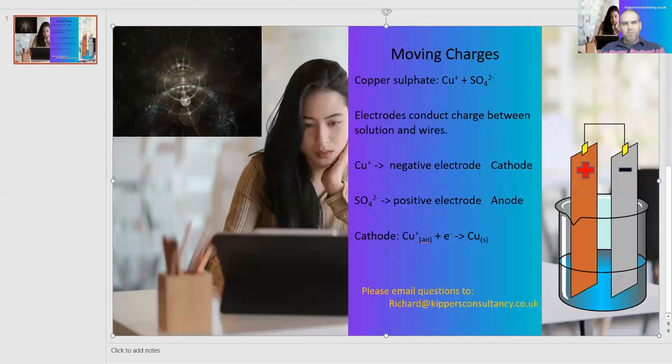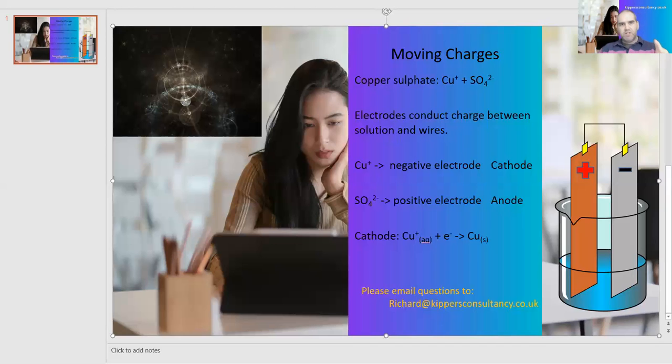Let's look at an example. Here we have a beaker full of aqueous copper sulfate solution. In the copper sulfate solution are two electrodes. Their job is to conduct the electricity from the solution to the wires. On the left-hand side, we have a brown electrode, the positive electrode. And on the right-hand side, we have a silver electrode, the negative electrode.